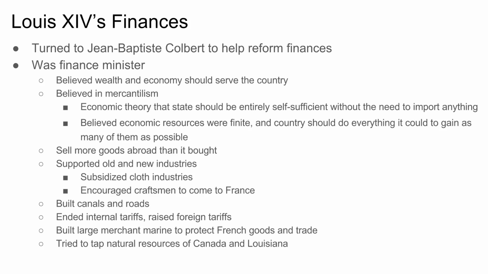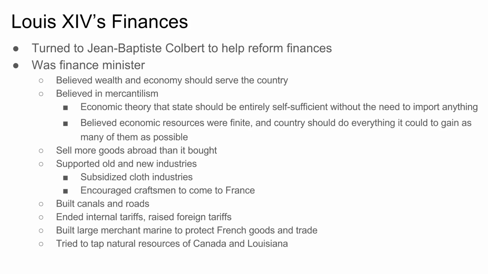So your goal should be to create a country that was completely self-sustaining, and then anything that you made in excess you could sell off to bring in more of those finite resources to your country. So again, the goal of this mercantilist Colbert theory is to sell more goods abroad than it bought. So we want to produce things and sell them to other countries rather than needing to buy things from other countries, because that would be problematic.